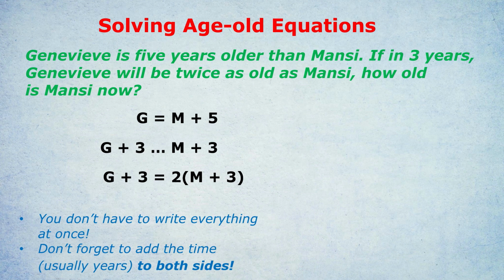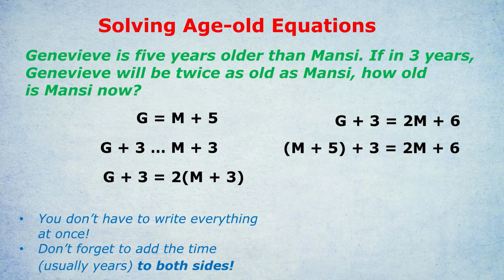Normally, I'll do elimination, as you'll see in future questions. So if g equals m plus 5, we can replace the g in that second equation with m plus 5. What I've done here is quickly expand the brackets first. So g plus 3 equals 2m plus 6 if you expand the brackets. And now I'm going to replace the g with m plus 5. Of course, m plus 5 plus 3 becomes m plus 8.